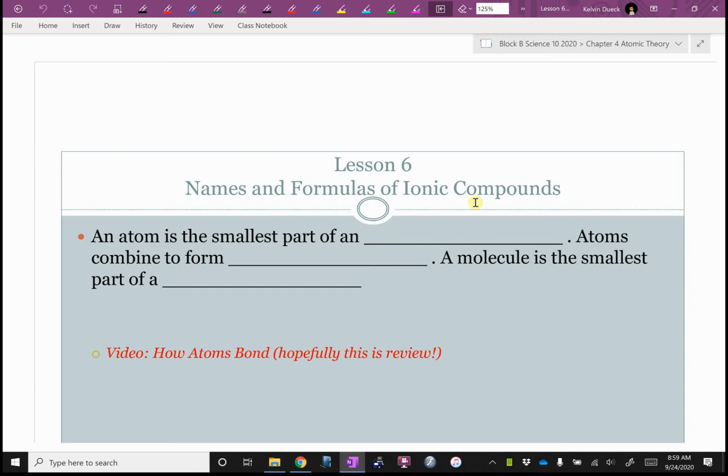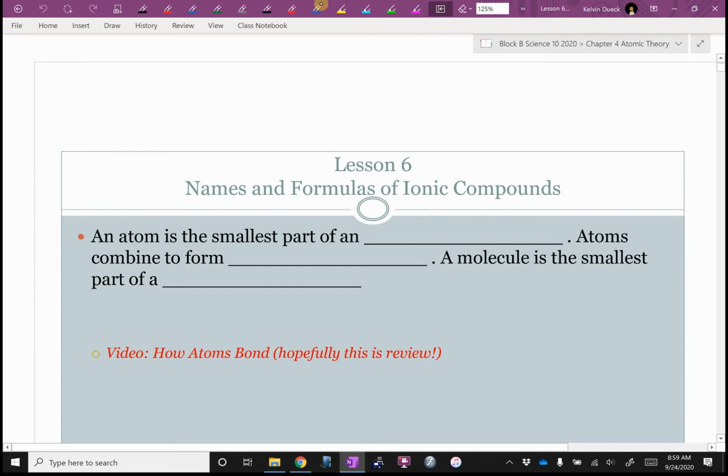Two-letter words for the most part, but we're going to learn the rules for combining elements and naming. The rules start out pretty easy, but then they get pretty complicated because there's exceptions and weirdness. And it's the universe that we live in. So this first bit hopefully is a bit of review.